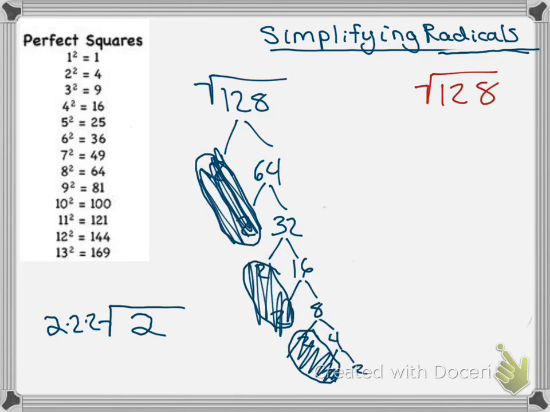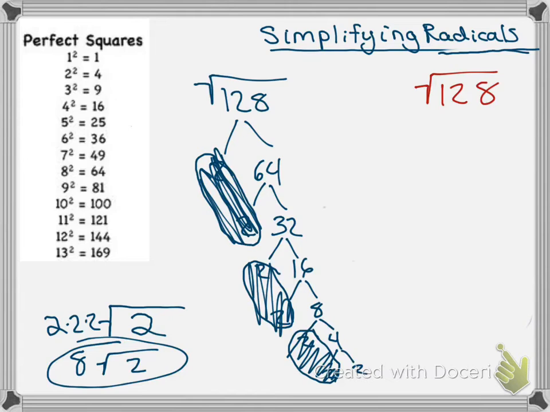And finally, we're almost there. Right here, that can be simplified. 2 times 2 is 4. 4 times 2 is 8. So 2 times 2 times 2, that is 8 square root of 2. Okay? And that is the simplification of that radical.